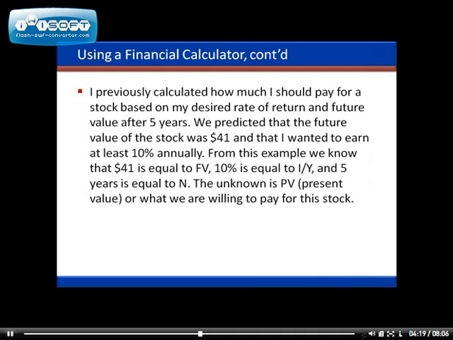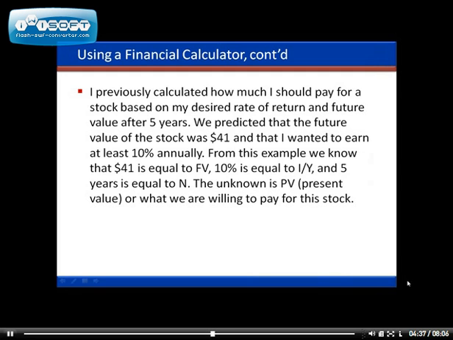The only thing that we do not know is what is the present value. What is the price right now for the chance to get $41 in the future based on our desired rate of return? Basically, what are we willing to pay for this stock based on our desired rate of return?